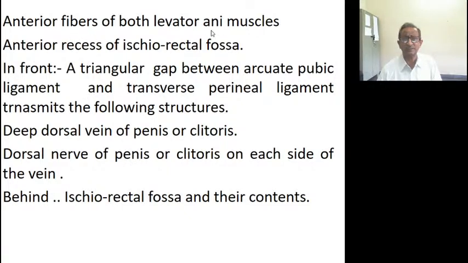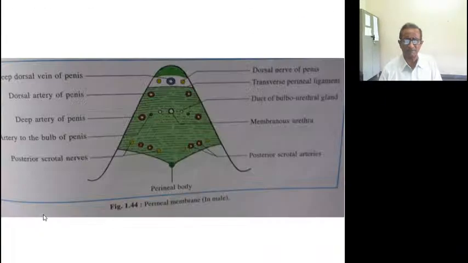So anterior fibers of both levator ani form the anterior recess of the ischiorectal fossa. In front, a triangular gap between the arcuate pubic ligament and transverse perineal ligament transmits the following structures: the deep dorsal vein of penis or clitoris, and the dorsal nerve of penis or clitoris on each side of the vein. So here in front it is the deep dorsal vein of penis and dorsal nerve of penis. These are present in a triangular gap between the transverse perineal ligament and the arcuate pubic ligament.